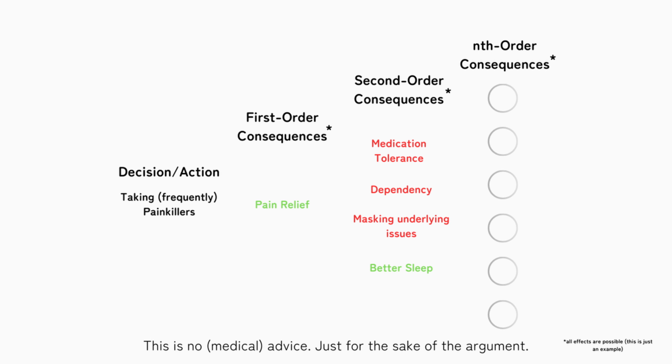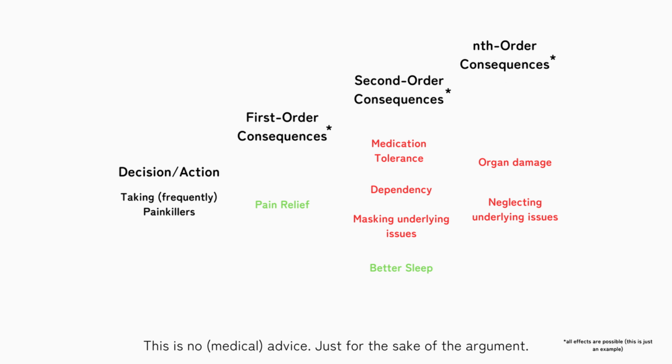So first, we can possibly develop a medication tolerance, needing a higher dose for the same pain relief. Second, we can become dependent on those painkillers and take them all the time, which also leads, of course, to the medication tolerance. Third, we mask underlying issues, because with the painkiller, we do not attack the root cause of the disease, so to speak, but we only attack the symptoms.